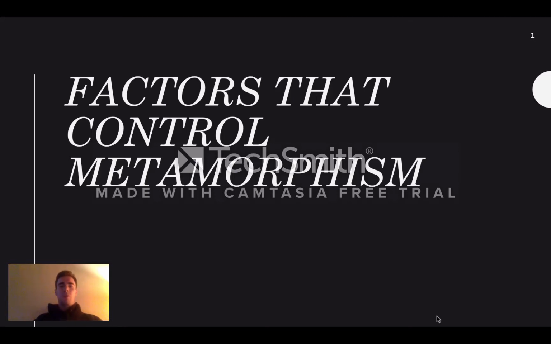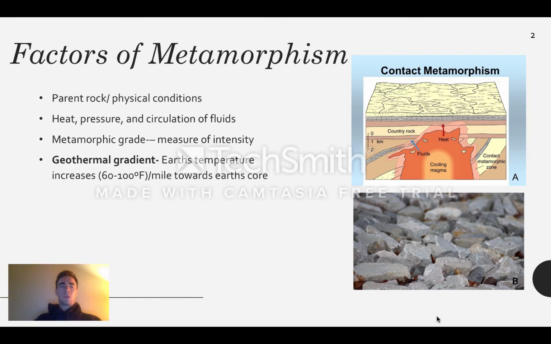Factors that control metamorphism. First, the main factors of metamorphism are the parent rock and the physical conditions. The most important factors in metamorphism are the chemistry of the parent rock and the physical conditions which make up the rock. Physical conditions are also known as agents of metamorphism, and those agents of metamorphism are heat, pressure, and the circulation of fluids.